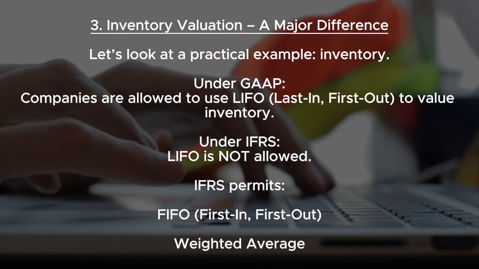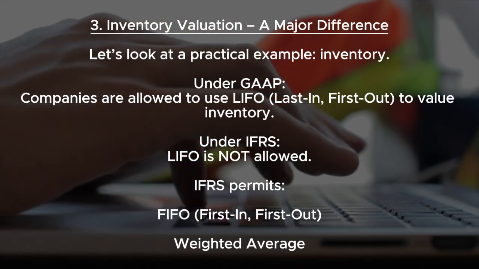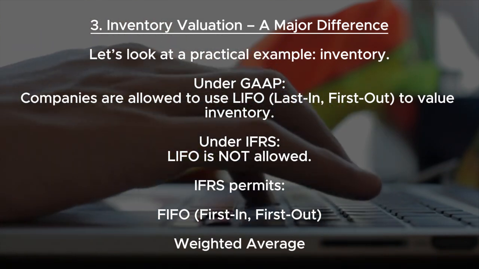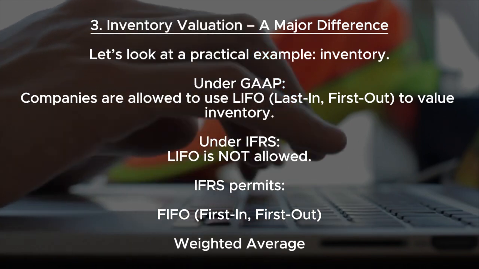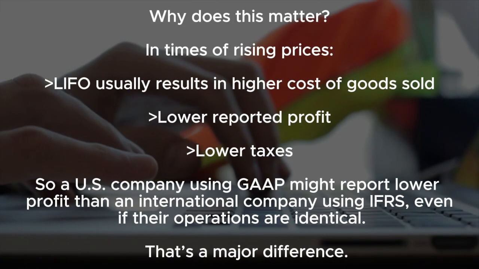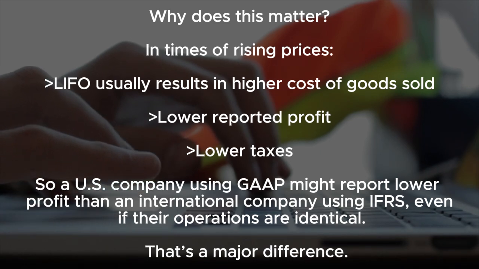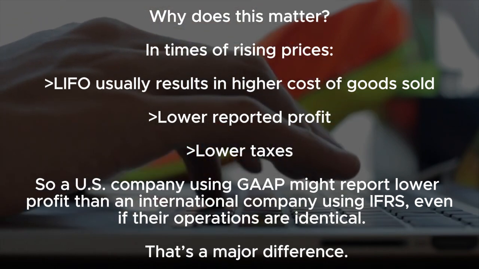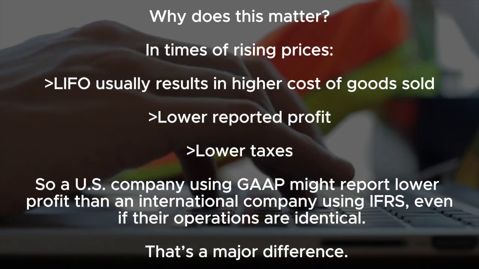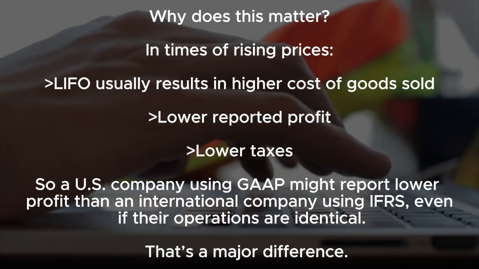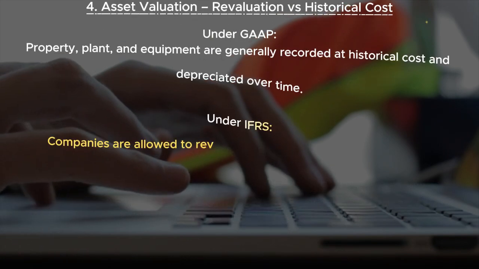Inventory. Under GAAP, companies are allowed to use LIFO, last in, first out, to value inventory. Under IFRS, LIFO is not allowed. IFRS permits FIFO, first in, first out, and weighted average. Why does this matter? In times of rising prices, LIFO usually results in higher cost of goods sold, lower reported profit, and lower taxes. So a U.S. company using GAAP might report lower profit than an international company using IFRS, even if their operations are identical. That's a major difference.